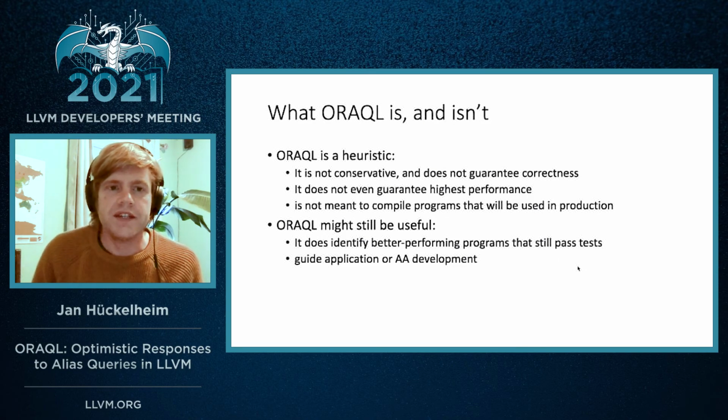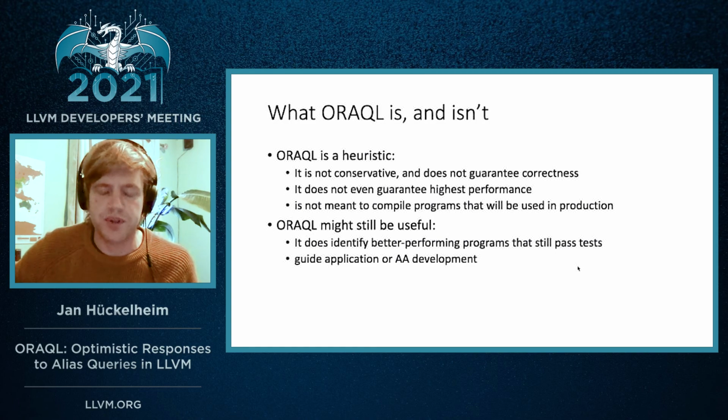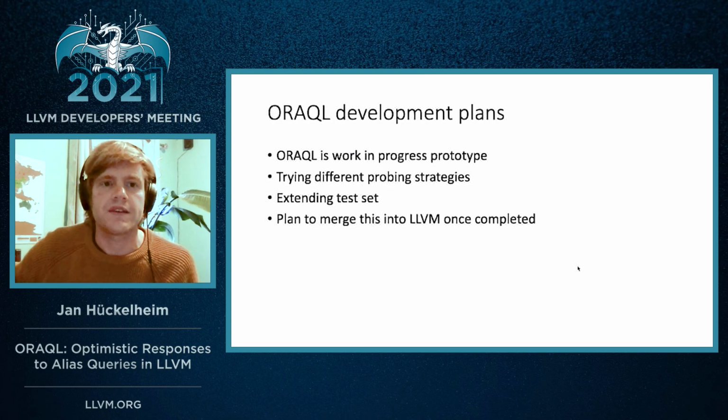I want to stress here that ORAQL is just a heuristic, so it's not a conservative approach that guarantees correctness. It doesn't even guarantee that we find the best performing variant of the program. It's only meant to compile programs for testing and to guide research in alias analysis, or to help program developers understand how alias analysis affects the performance of their programs.